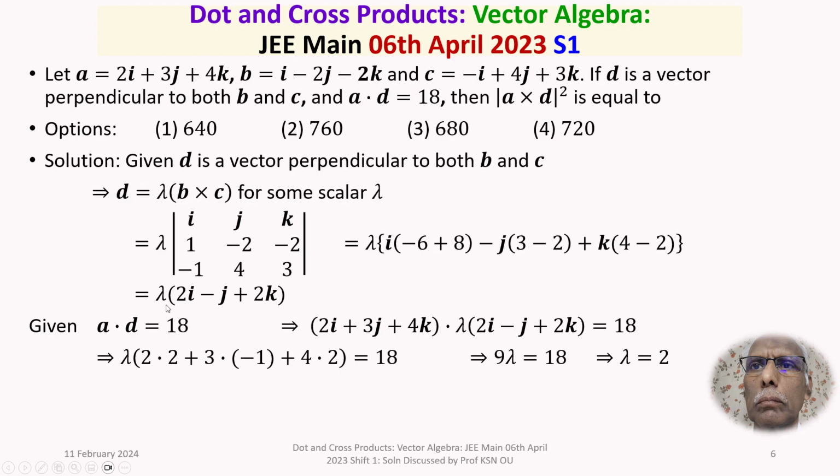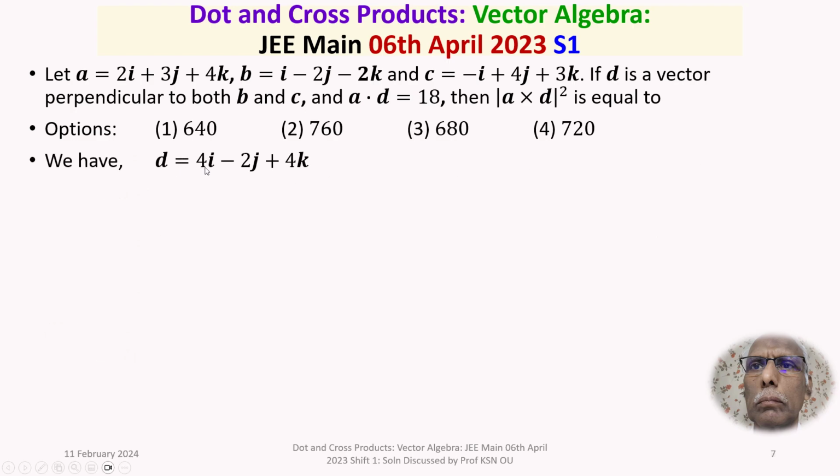Thus we get the vector D. So the vector D is equal to lambda times that vector, that is 2 times 2i minus j plus 2k, multiply, we will get 4i minus 2j plus 4k. We got D and we know A. Find A cross D. Then take the modulus square, that will be your answer.